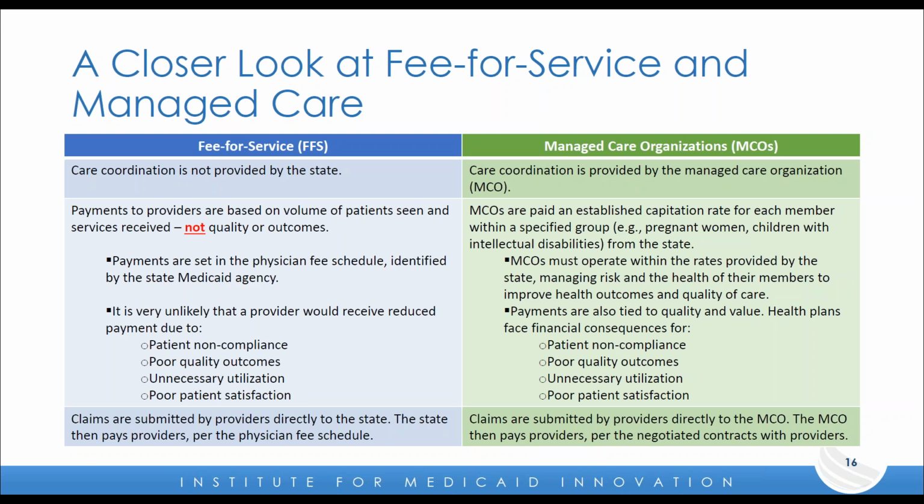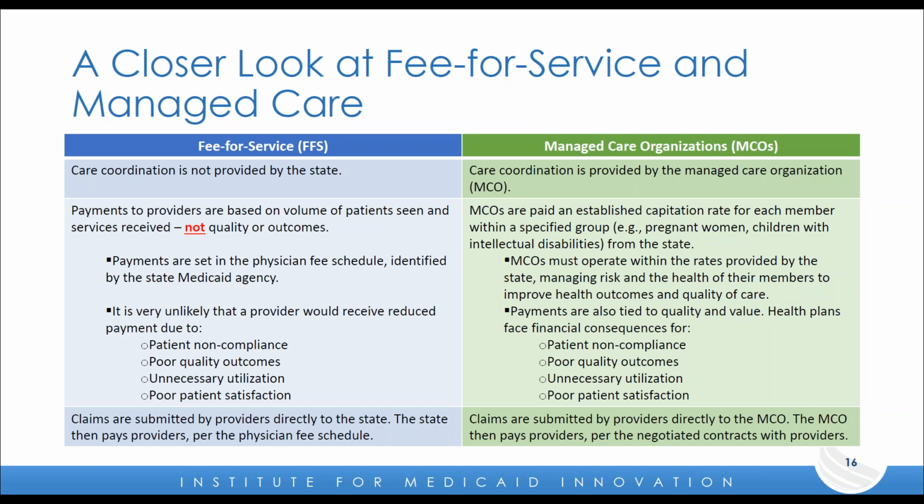In managed care, MCOs are paid an established capitation rate for each member within a specified eligibility group from the state. What this means is that for each child, for example, with severe or persistent mental illness, the state will then pay the MCO a standard payment per month. Now, the MCOs will have to provide the full scope of services, both mandatory and optional, for these beneficiaries and manage the risk and health of their members with this standard monthly payment. This incentivizes the managed care organization to provide care coordination and ensure that their members' conditions are managed to avoid hospital admissions and emergency department use, all of which will cost the health plan more than providing their routine and preventive care.